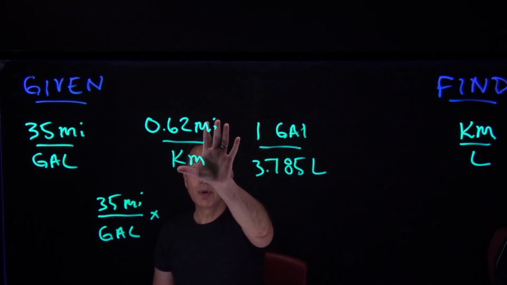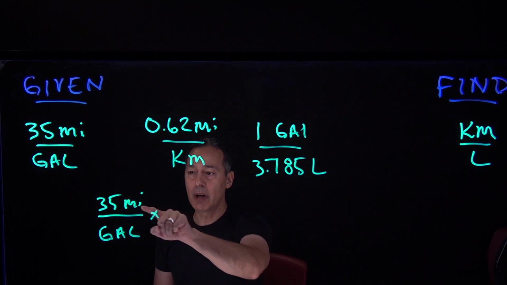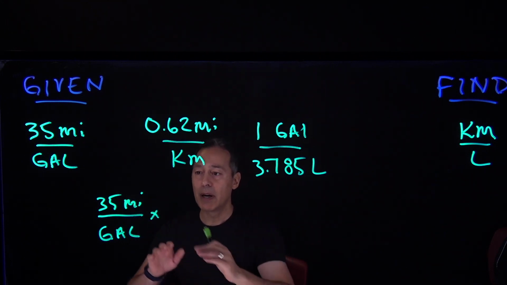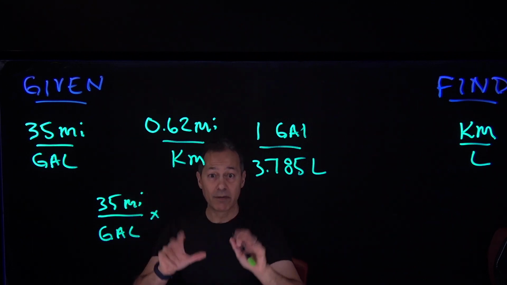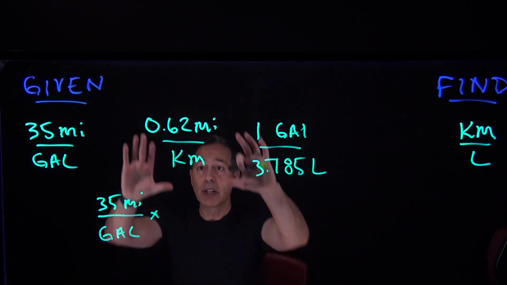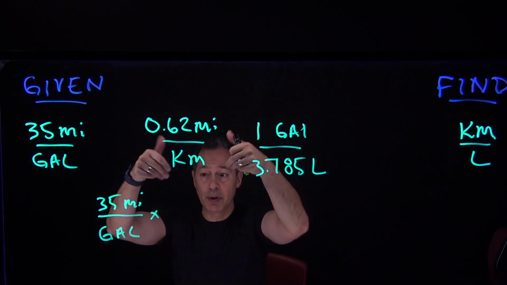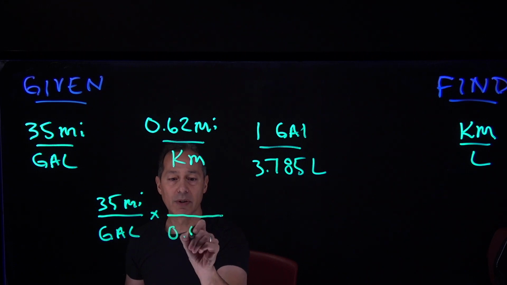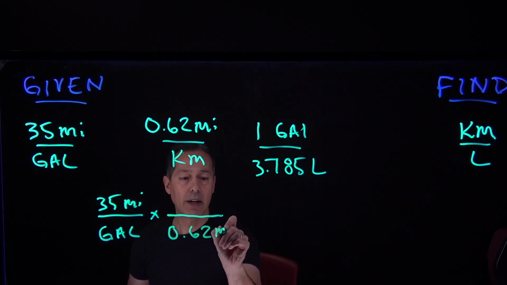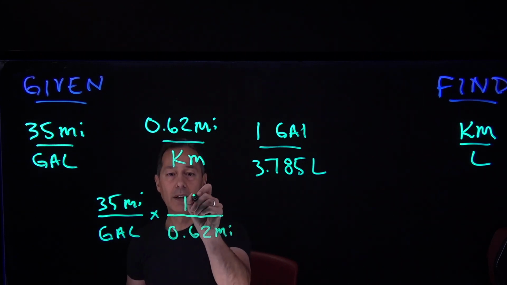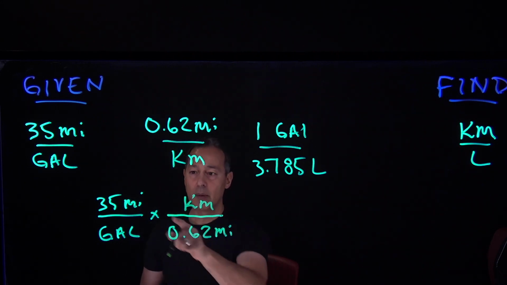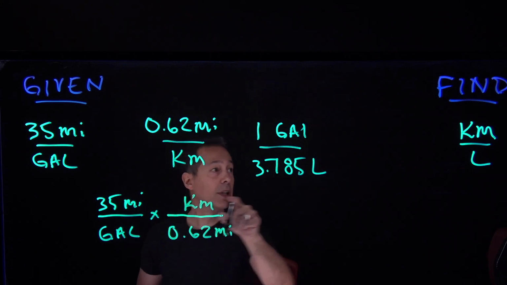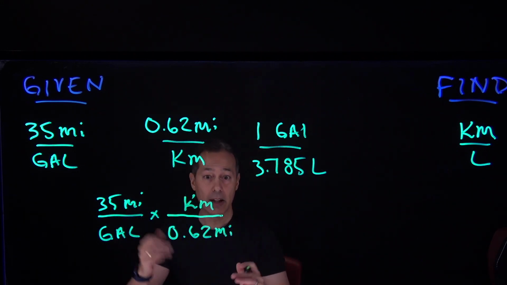If I put this conversion right like this, I'm going to have miles times miles. And that's not going to work. I need my miles to cancel out. I need to get rid of miles so I can end up over here. So I'm going to take this conversion factor and flip it over. So I'm going to end up here going 0.62 miles is a kilometer. Now my miles will cancel out and I have kilometers per gallon. Now I just need to get rid of gallons.